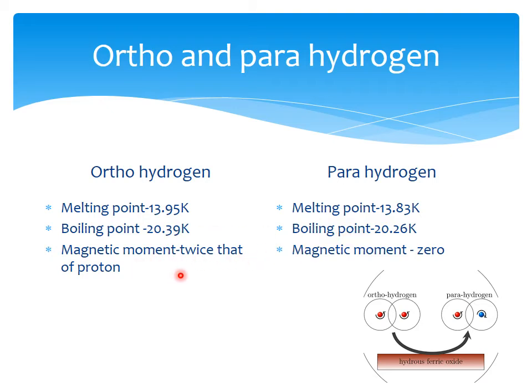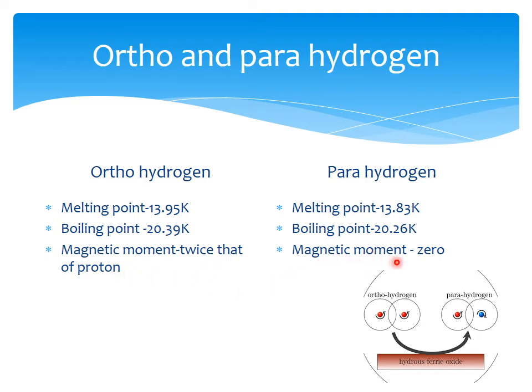Then the magnetic moment is twice that of a proton, because both nuclei in ortho hydrogen spin in the same direction. Both are spinning clockwise. If you take clockwise spin as plus half and plus half, it is 1. So it is twice that of the proton. Proton means only one spin, that is plus half. But here it is twice the spinning. One clockwise, the other also clockwise. Or one anti-clockwise, the other also anti-clockwise. So that is called twice that of the proton.